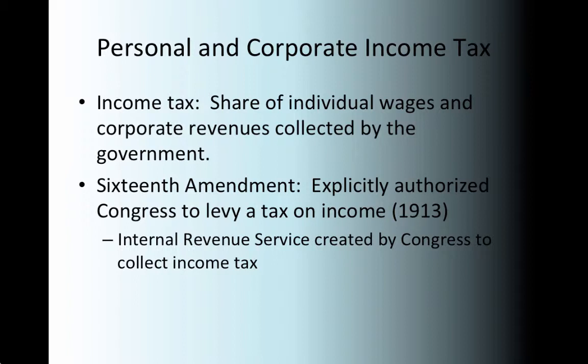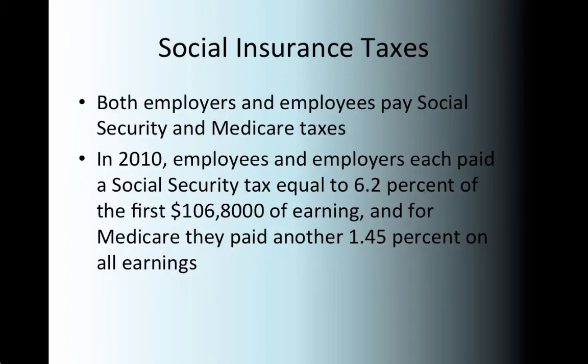There had been informal income taxes before, most notably during the Civil War. The North collected income taxes to support and help raise its army. But again, it wasn't until 1913 where this amendment would become a federal statute. When we look at social insurance taxes, this is when both employers and employees pay Social Security and Medicare taxes.